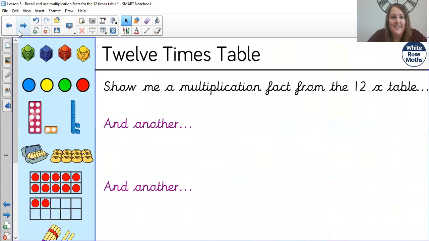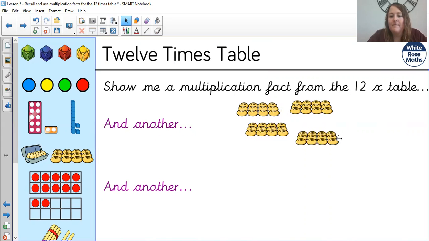Okay, let's get started. Can you please show me a multiplication fact for the 12 times table? Can you show me another and another? So just before I set you off, I'm going to use this baker's dozen from the pictures I showed you yesterday, and I will draw or drag out, because it's easier for me on the computer, 4 lots of 12. So you can see that there are 12 pieces of bread, bats, whatever you want to call them, and I've drawn 4 groups of them.